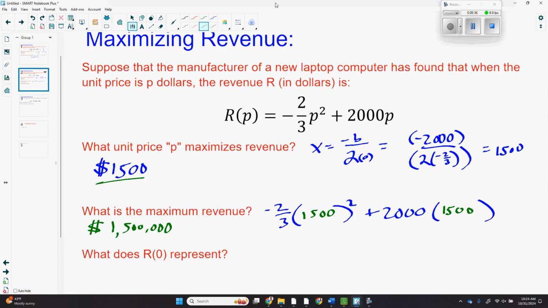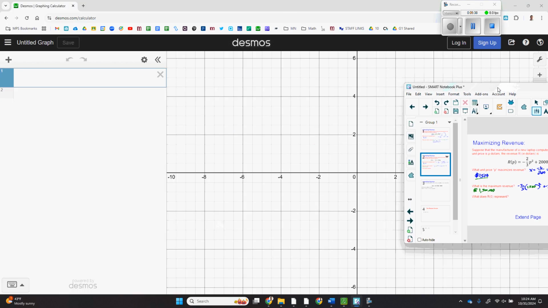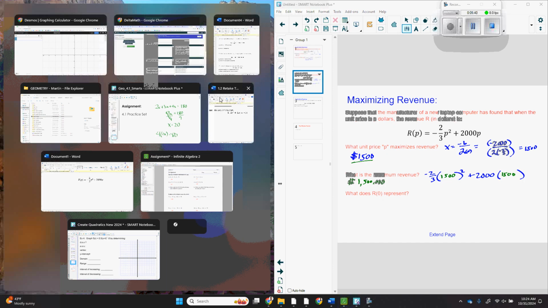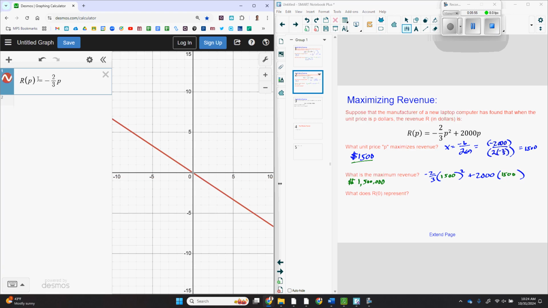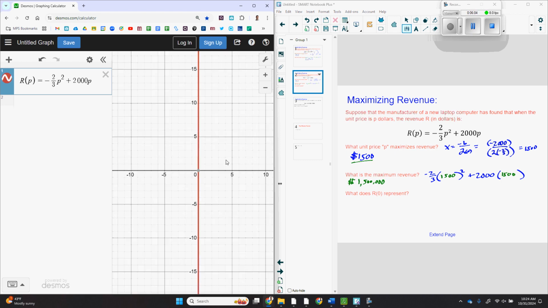Okay, now one other thing here that I want to do for you, and that is I'm going to go over to my graphing calculator. I just have Desmos pulled up. Let's put this over on the side like this. And I'm going to type this in, which is R of P. We can type it exactly like the problem has here. Equals negative 2/3 P squared plus 2,000 P.